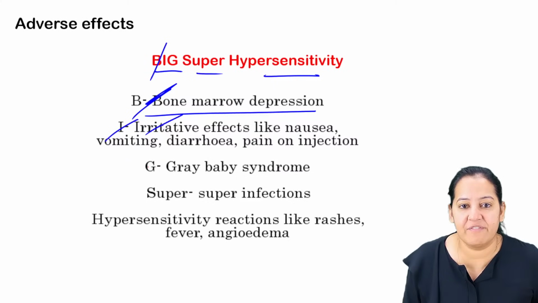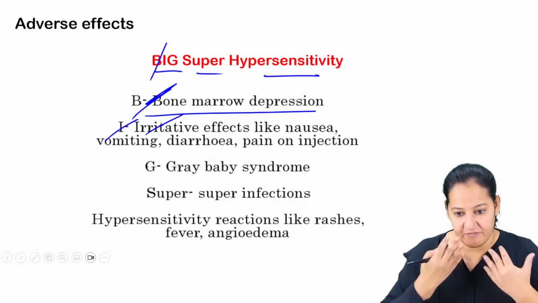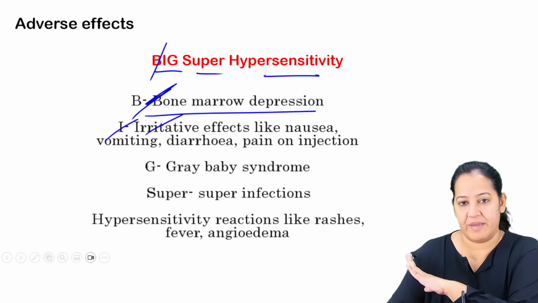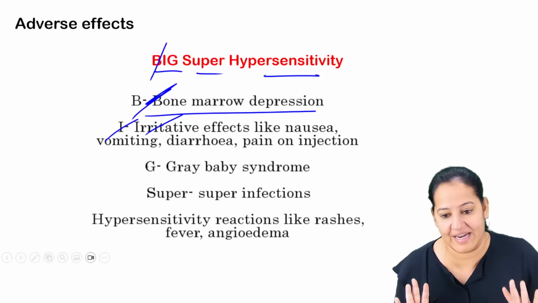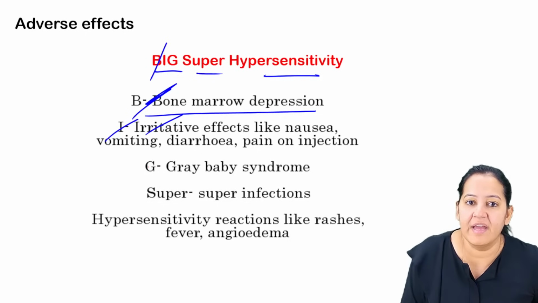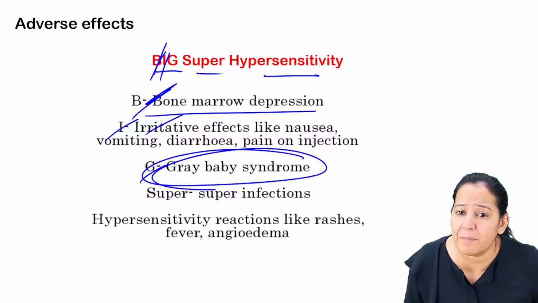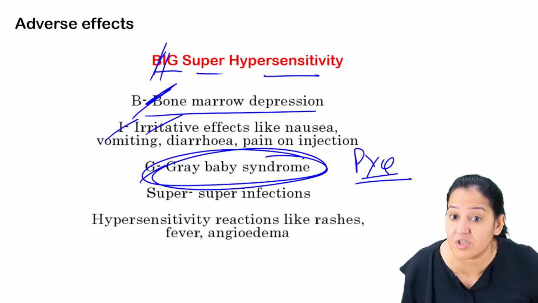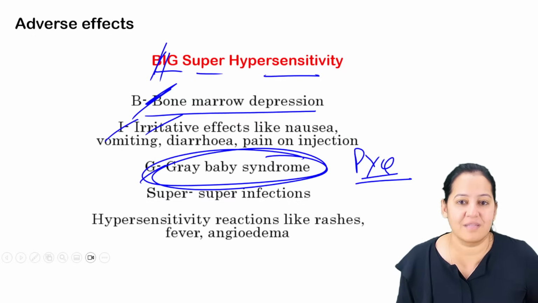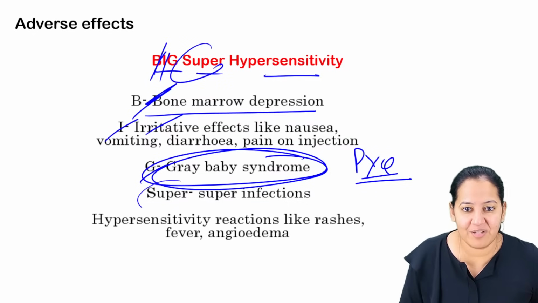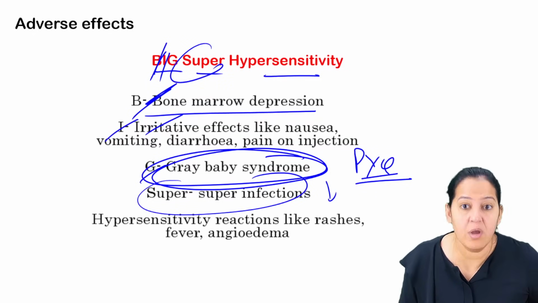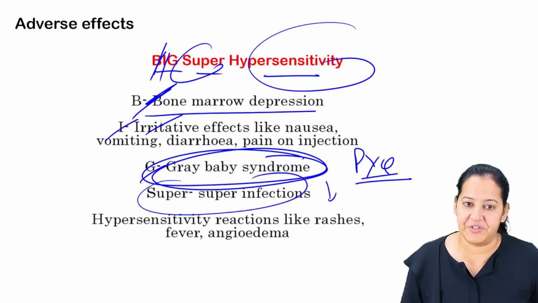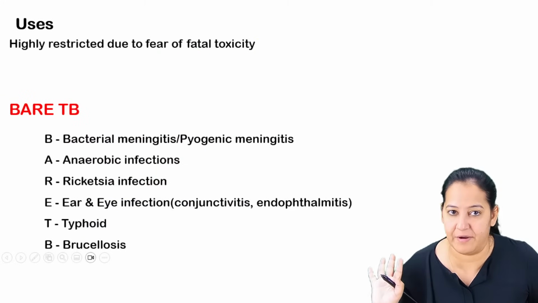I is irritative effects. If you take it by mouth, the patient has vomiting, and if you give the injection, the patient has pain. So wherever you give it, there is irritation at that site. G is gray baby. It's a very important PYQ. Gray baby syndrome is caused by, answer is chloramphenicol. Never forget. Super is superinfection, because it is reducing the WBC also. And hypersensitivity, that is allergy. Allergy is a side effect of all antibiotics.